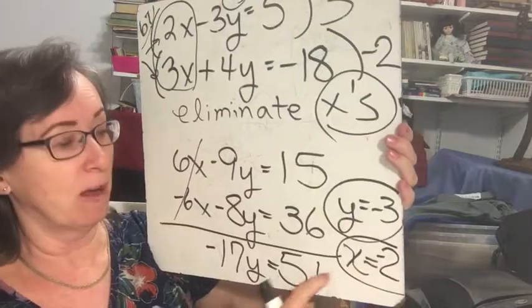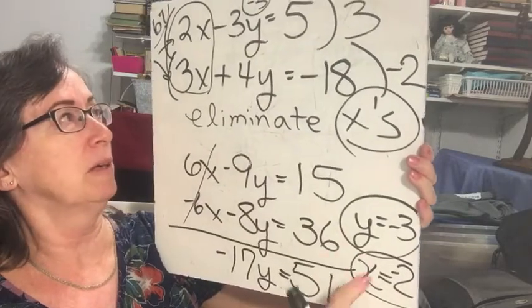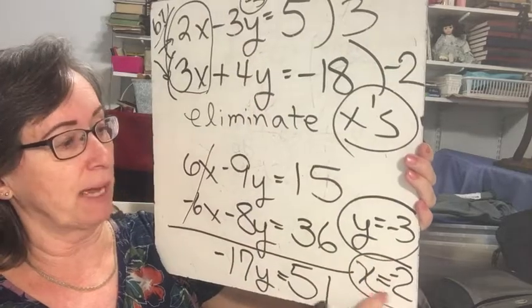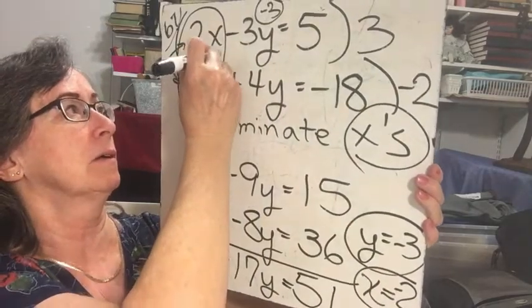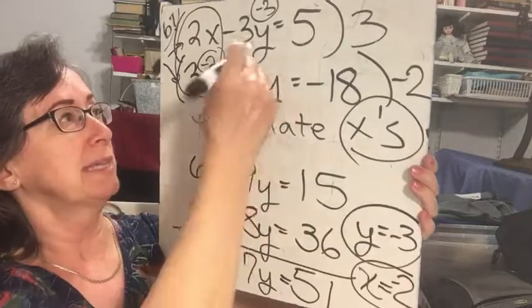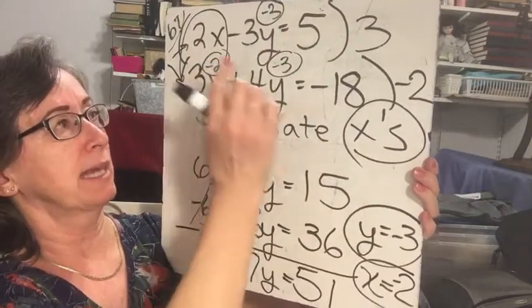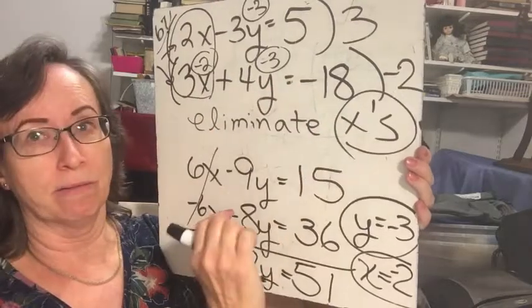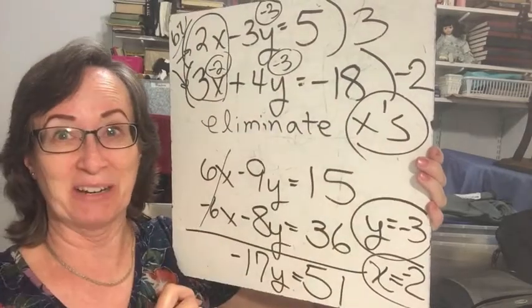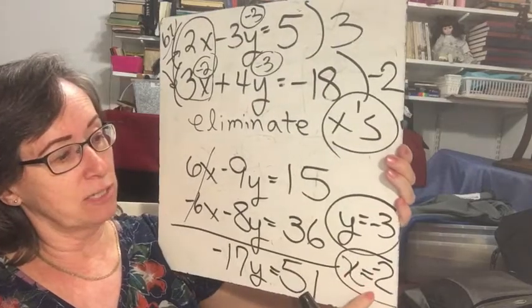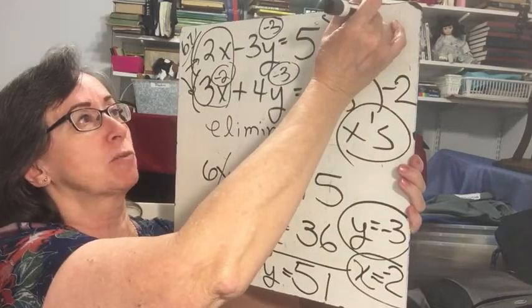Okay, so now we're going to go in the second equation and check both of these. So x is negative 2, y is negative 3. Negative 6 minus 12 is negative 18, and it works. So we get our solution is negative 2, negative 3.